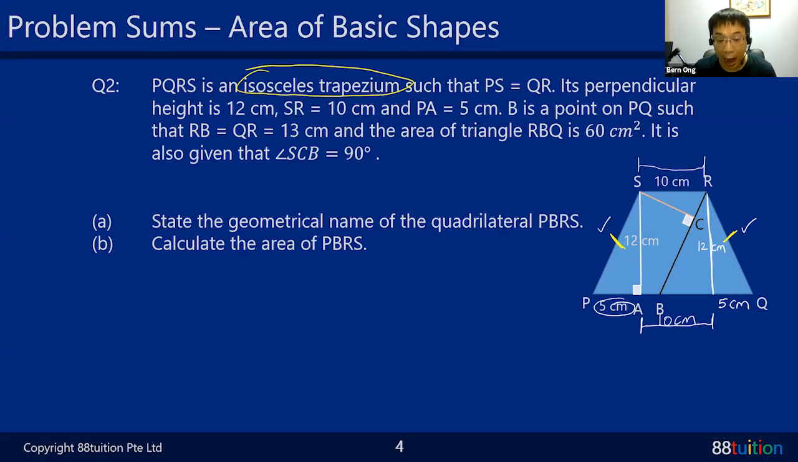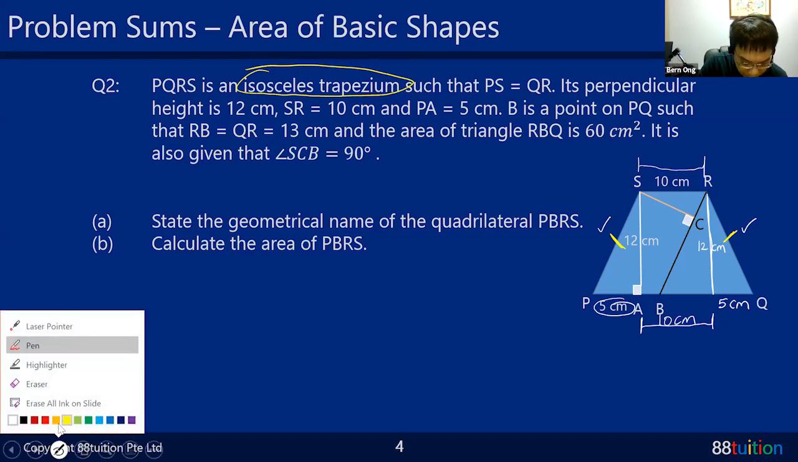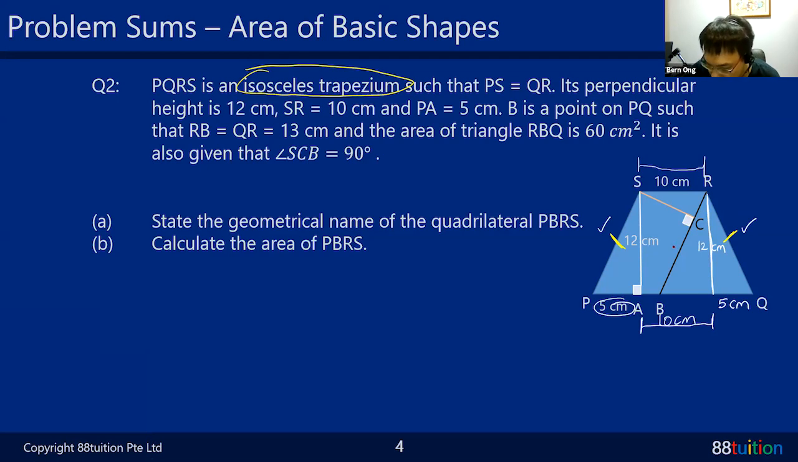Such that RB, the black line, is equal to QR, is equal to 13. That means down here is 13. Never mind, clues for me, better. So the black line is 13 cm, and RQ and PS are the same also. That means this is also 13 cm.